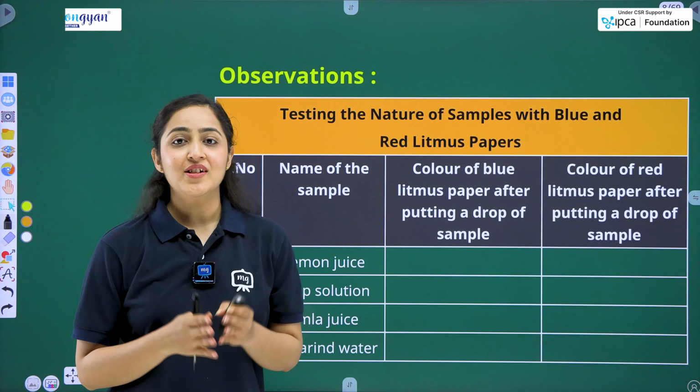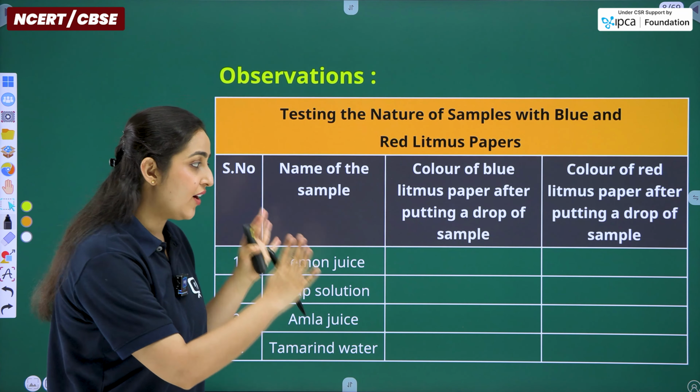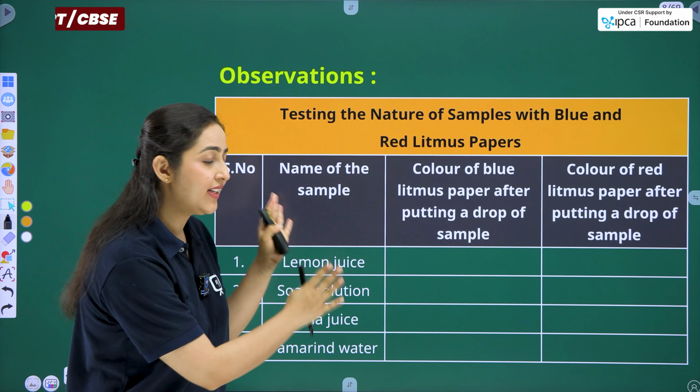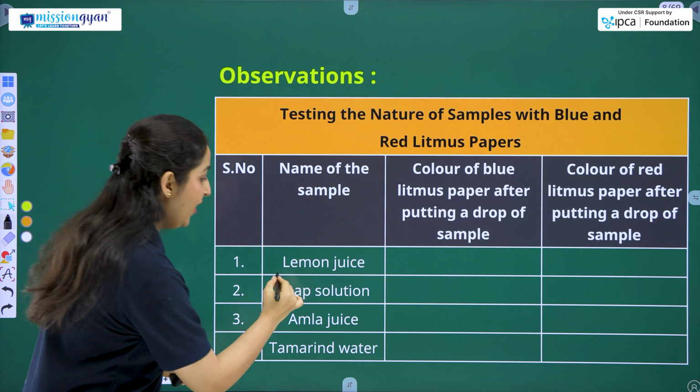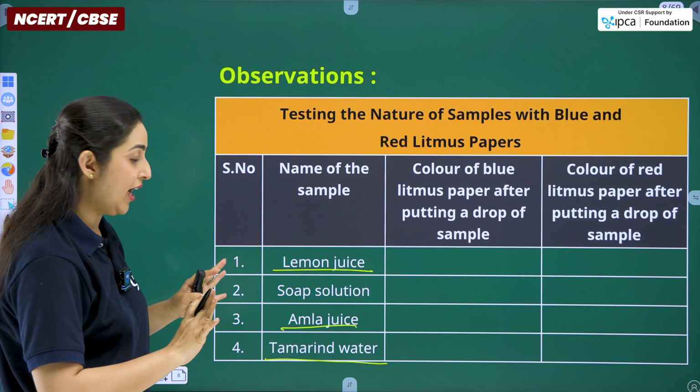So students, after the experiment, now you understand what has happened, okay? We'll write the observations for all these samples one by one. When we tested lemon juice, amla juice and tamarind water, what happened, students?